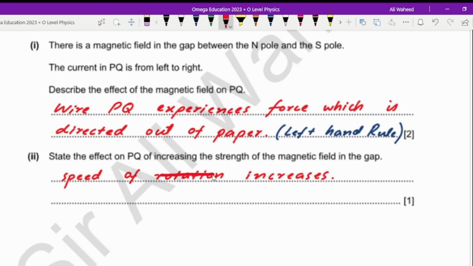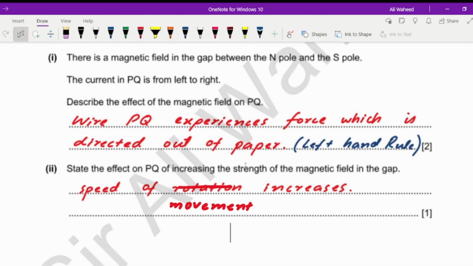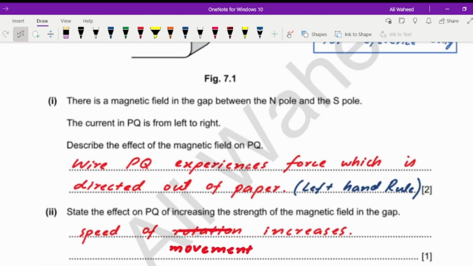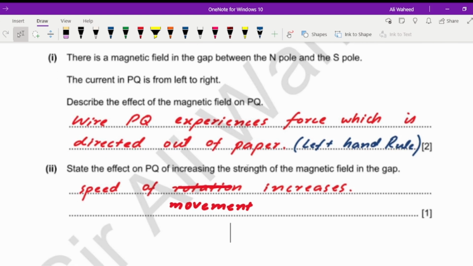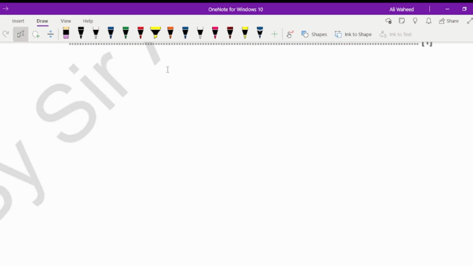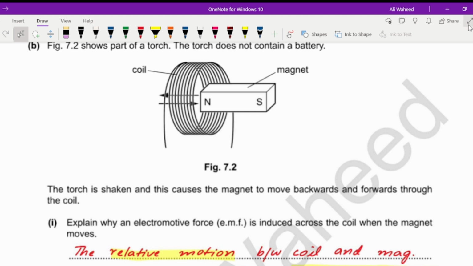It's better to say speed of movement. And it would rotate if it is in the form of a coil, otherwise it'll just move in a straight line. So the speed of the movement increases. You can also say there's more force, there's more acceleration, there's more speed. Anyway, moving on to the next one.